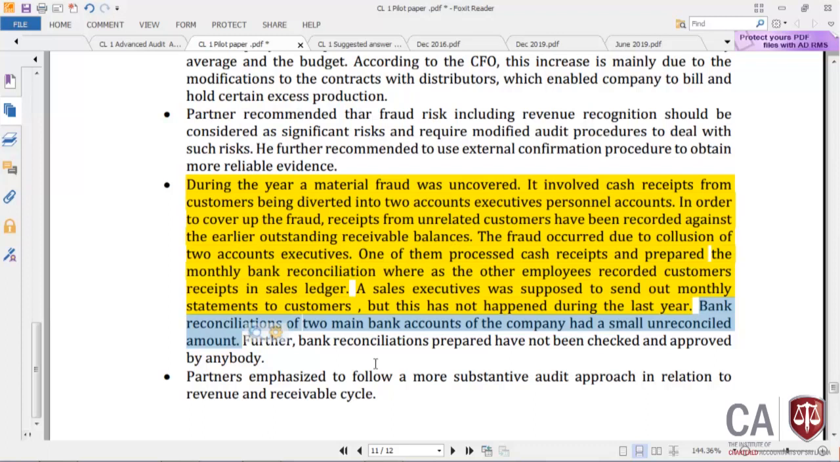So therefore, the third one we can see here, the bank reconciliation has not been prepared and approved by anybody. As such, there are some unreconciled balances in the bank reconciliation statement. So the third deficiency that I can see in this case study will be the preparation of bank reconciliation statement, right? Then last bullet point, partners emphasize to follow the more substantive approach in relation to revenue and receivable cycle.